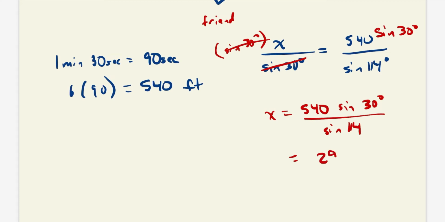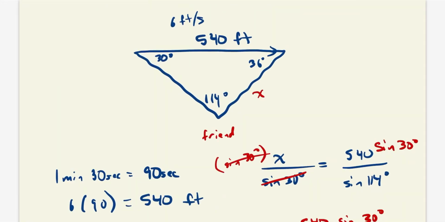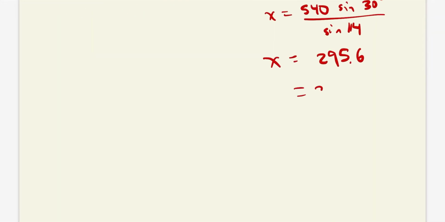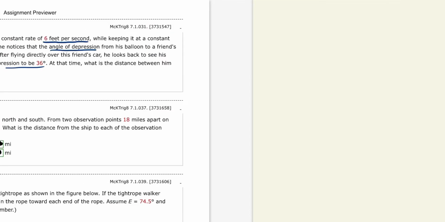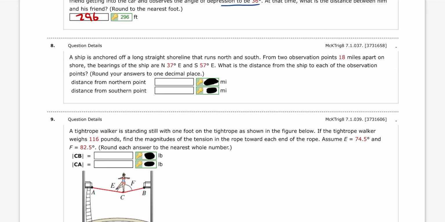295.6. Let's see what they want us to round to. Round to the nearest foot, so that would be 296 feet. So it should be 296. Let's see if we're right. And we are. All right, let's look at the next one.